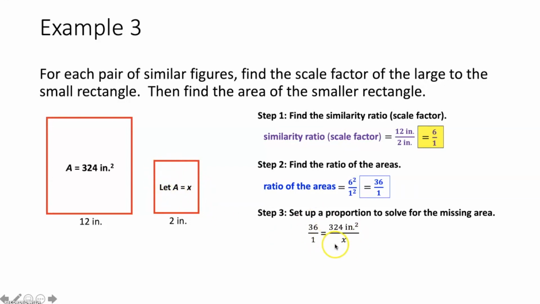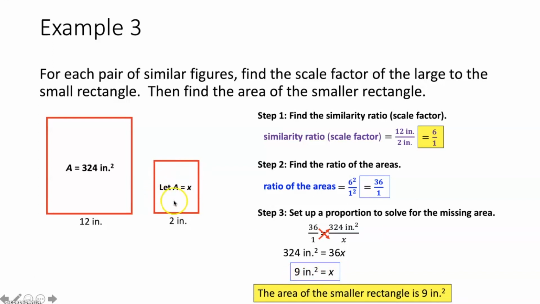Now all we have to do is just solve this proportion in order to solve for the area of our smaller rectangle. So how do we solve a proportion? Well, we cross multiply. When I cross multiply, I end up getting 36x is equal to 324. I then divide both sides by 36 to solve for x, and I get x is equal to 9 inches squared, or 9 square inches, meaning that the area of the smaller rectangle is 9 inches squared, or 9 square inches.